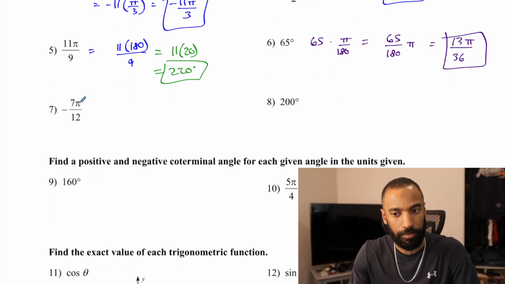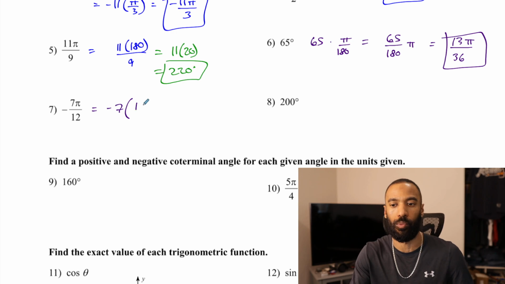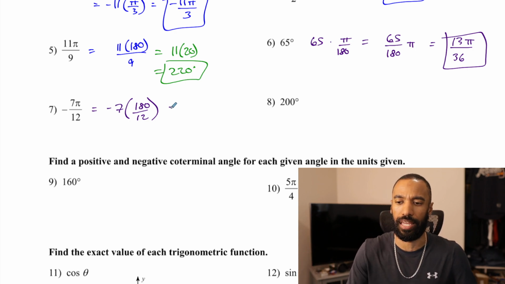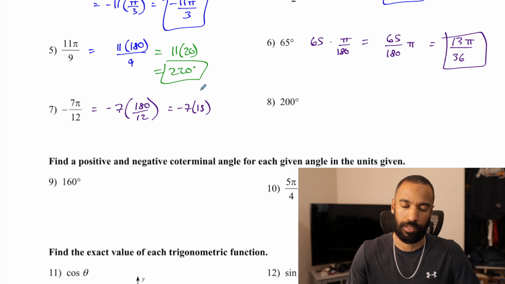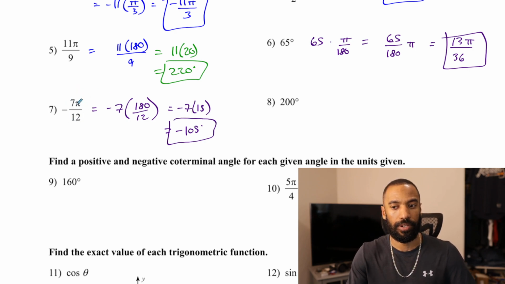Negative 7 pi over 12. Again, pi over 12 is not a special angle. Well, first of all, the answer is negative. So this is negative 7 times pi over 12, 180 over 12, which is, I should know that, I do, 15. So negative 7 times 15. I should know 7 times 15. 105. So negative 105. Should be around half of 180, which is 90, just a little more or less since it's negative.